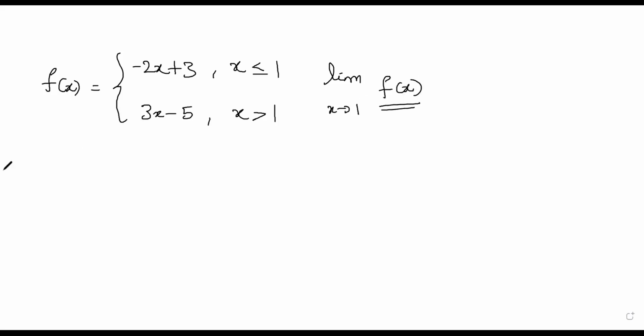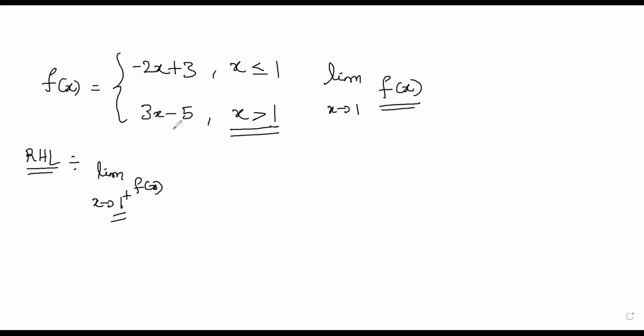Now for that, this has to be split into two pieces, RHL as well as LHL. So let's solve the RHL first. RHL means the limit as x tends to 1 plus of f of x. What does 1 plus mean? x is exceeding 1, right? That is the situation.